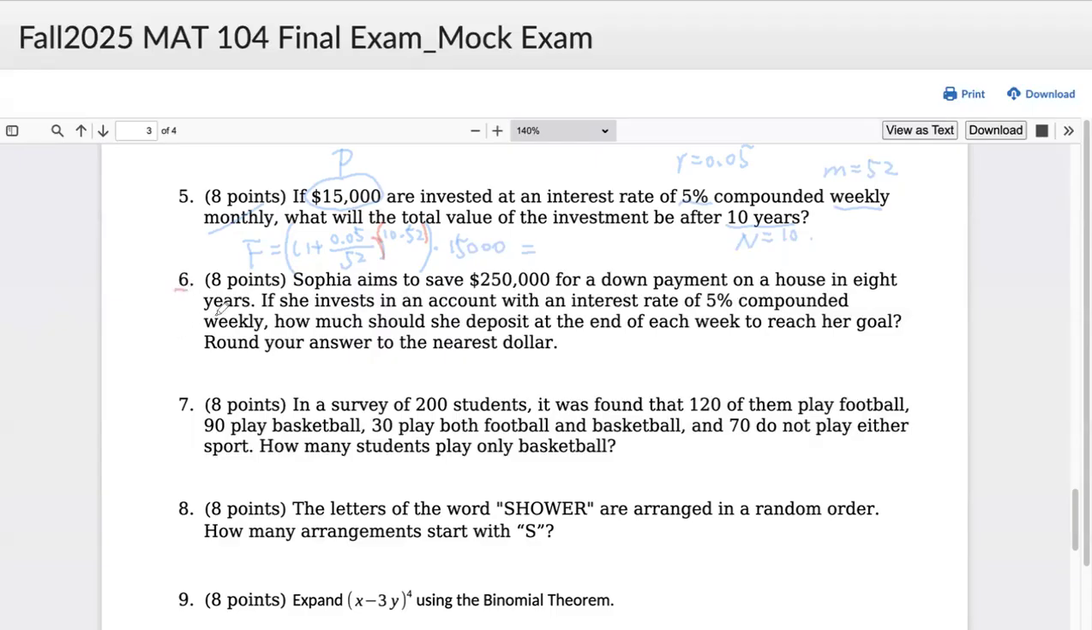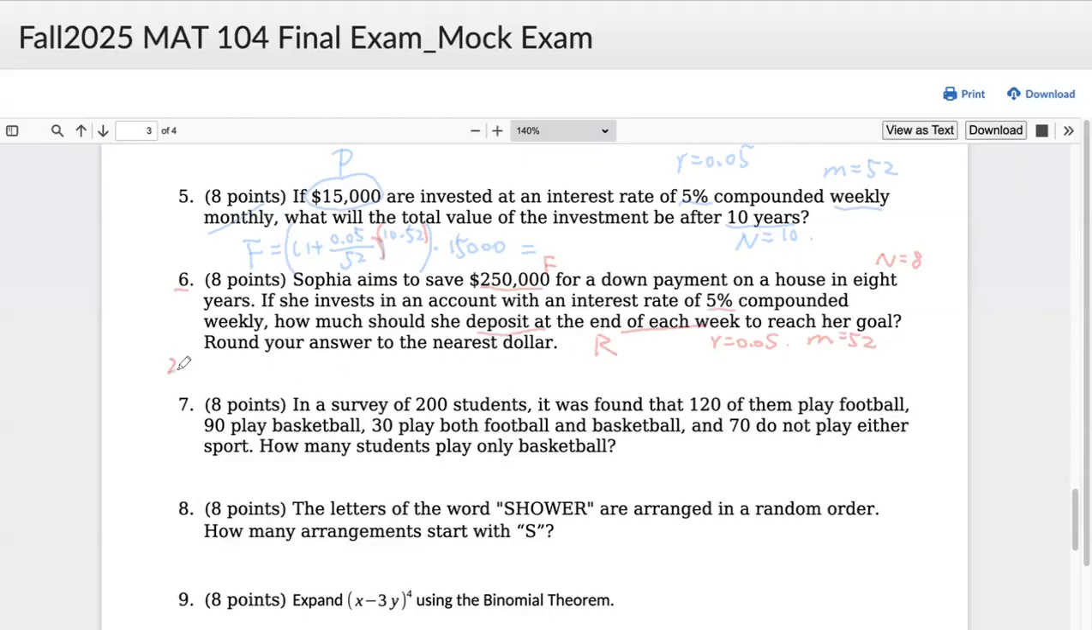Okay, let's see 6. Sophia aims to save $250,000 for a down payment on a house in 8 years. So that's her future value, because she aims to save this much in the future in 8 years. So 8 years, capital N equals 8. If she invests with an interest rate of 5% compounded weekly, again, R equals 0.05, M equals 52. How much should she deposit each week? Right. So we're looking for R.